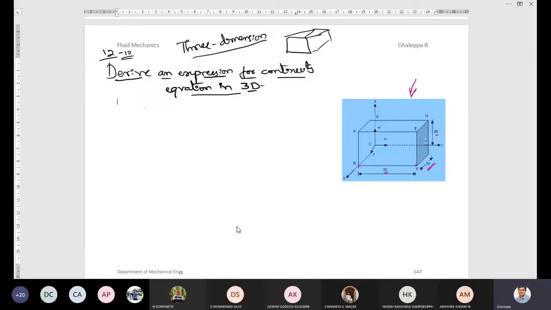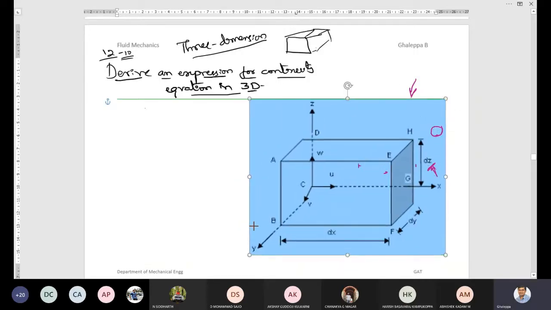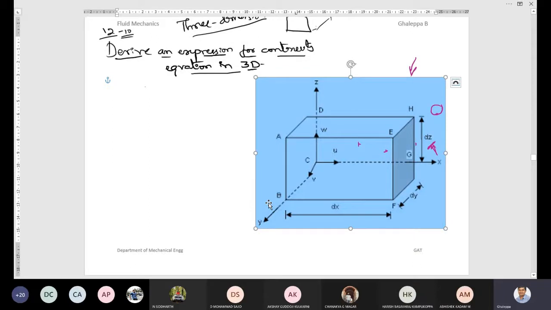x direction, dy is the length of the fluid element in y direction, and dz is the length of the fluid element in z direction. Okay, let us minimize. Next, let u be the velocity in x direction, v the velocity in y direction, and w the velocity in z direction respectively.